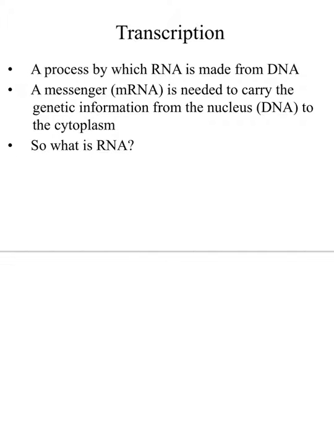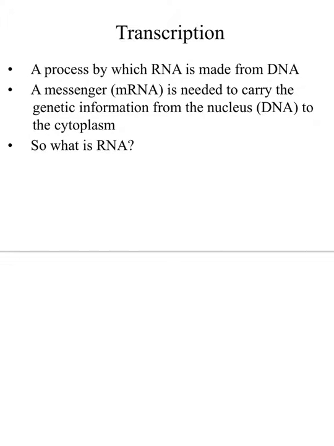So we have two procedures, transcription and translation. We're going to do transcription first, and then we'll get into translation. So transcription is a process in which the RNA is going to be made. So RNA is how we're going to get the code from DNA out of the nucleus. So we need to make an RNA. And the RNA that we need is going to be mRNA. The M stands for messenger, and it's needed to carry out the genetic information from the nucleus to the cytoplasm.